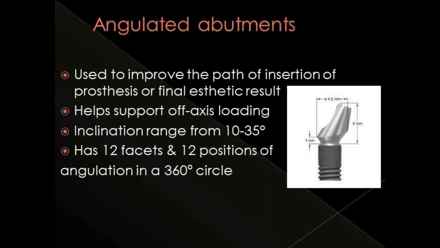So in such cases, angulated abutments were introduced which supported off-axis loading, and the angle ranged from 10 to 35 degree. That is, this can be used when the long axis of the implant is approximately 15 to 30 degree out of parallelism with the long axis of the adjacent teeth or the adjacent implant. And it has got 12 facets and 12 positions of angulation in a 360 degree circle.